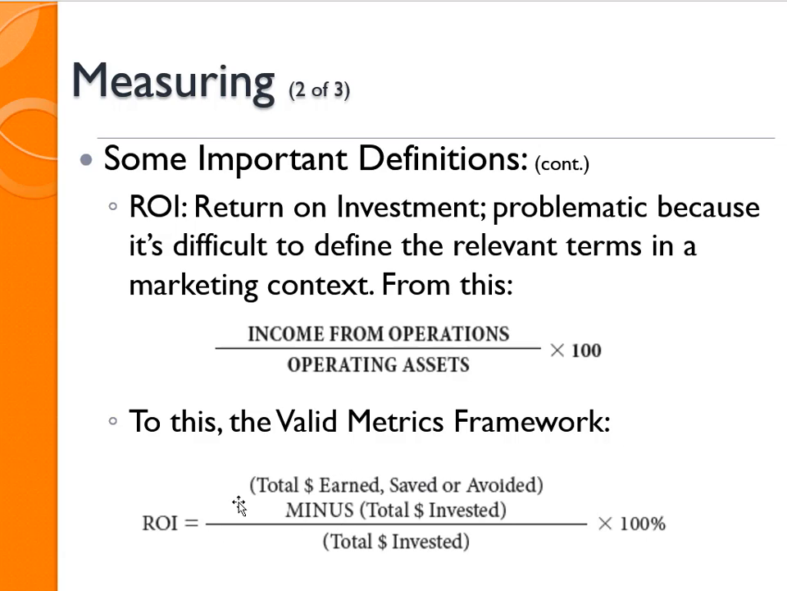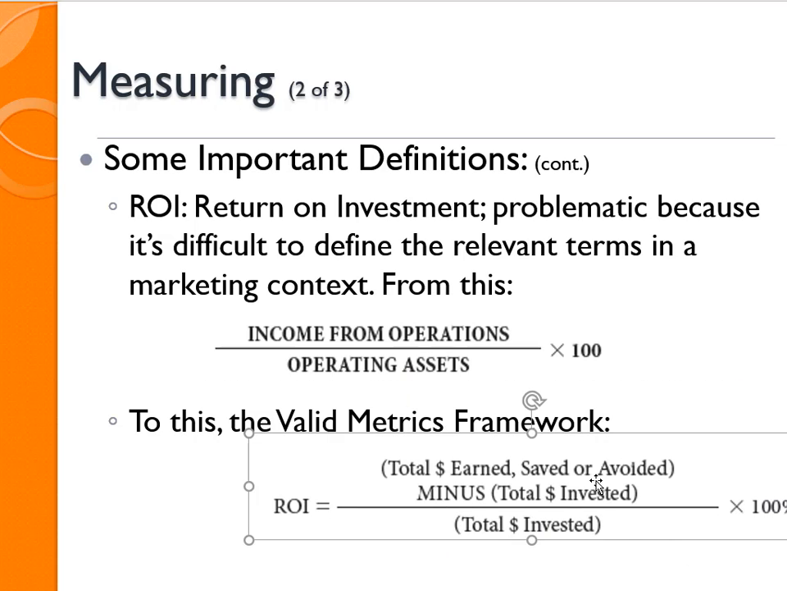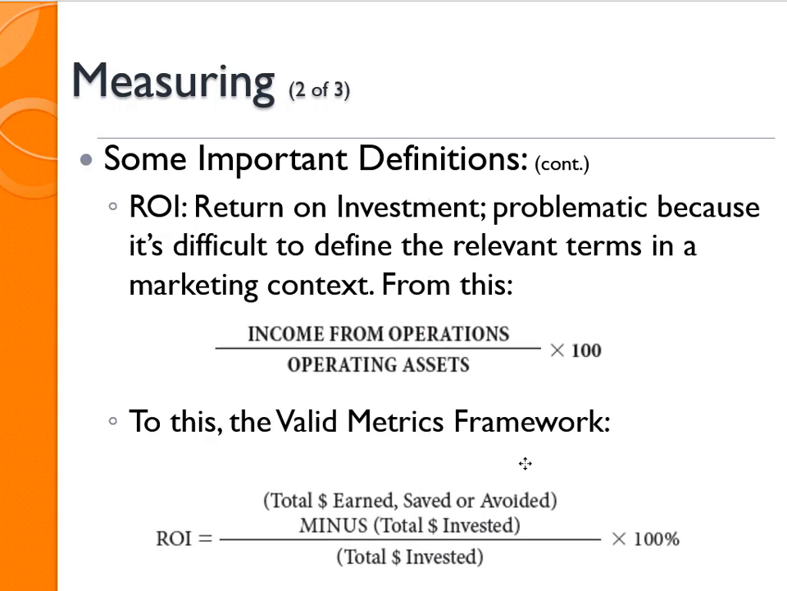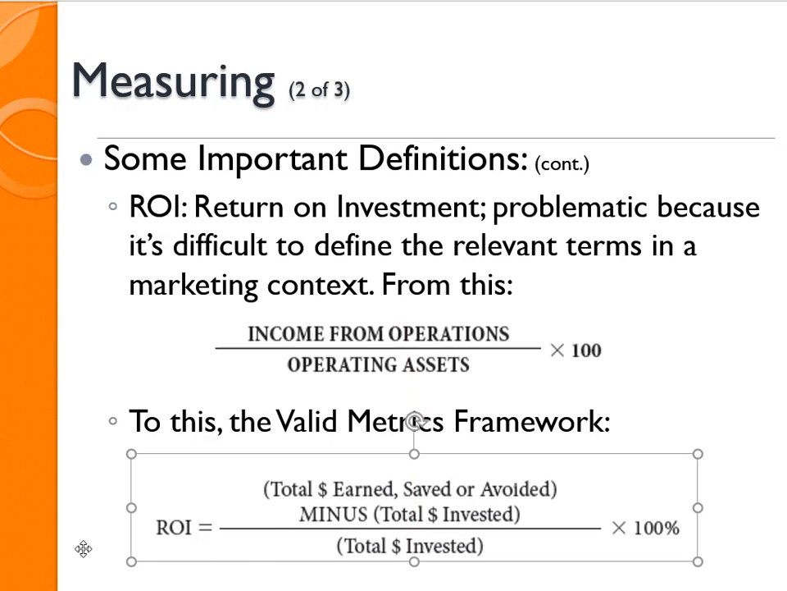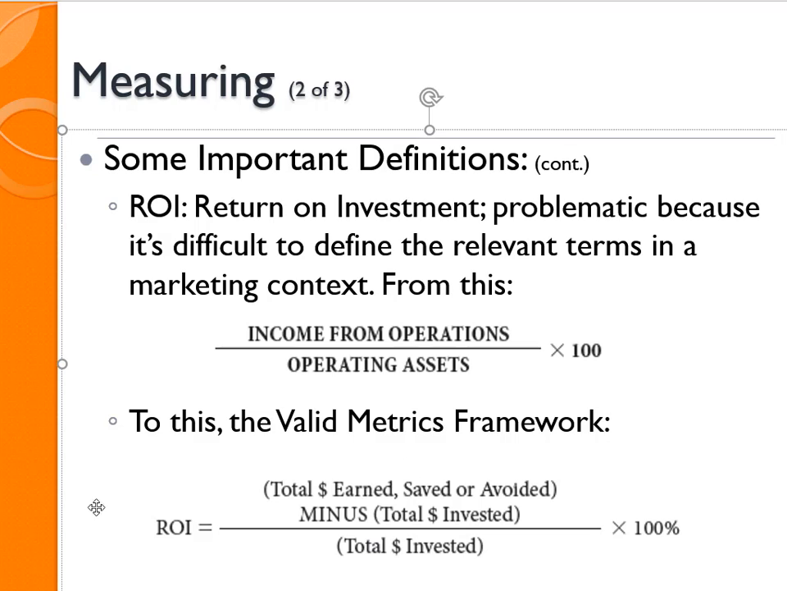And so now it might look like total dollars earned, saved or avoided, minus the total amount that you invested, divided by the total amount you invested times 100. So that being the case, it's a little easier to actually calculate your ROI and then see if that's beneficial to the organization or not.